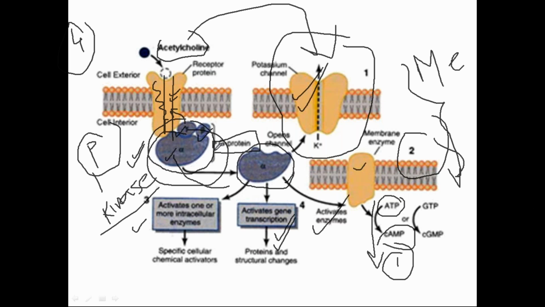One more thing, in the next slide I will tell you that. So it is linked with this protein. As soon as the acetylcholine comes and binds, there will be a structural change. The alpha subunit will be dissociated. The alpha subunit will help in the opening of these channels, the activation of these enzymes, the activation of the kinases and the gene transcription. Understood?